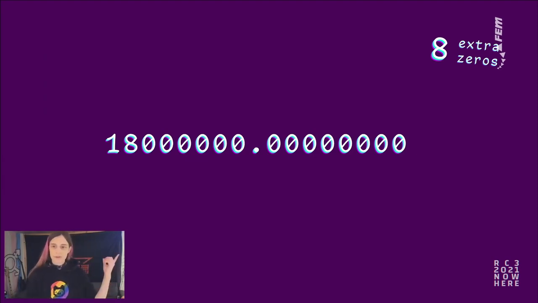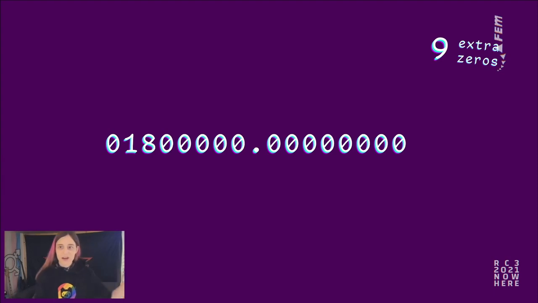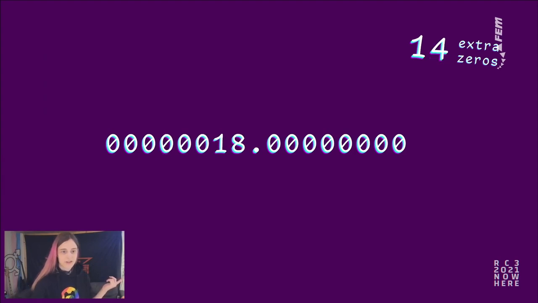Actually, now that I have this little counter up there, I could have saved myself some work, right? I could have typed 1 zero less and written down an extra zero. And I could have saved myself another zero and another zero and so on. And now we're back at this. It's a 1 and 8 with 14 zeros after it. So it's very easy, right?